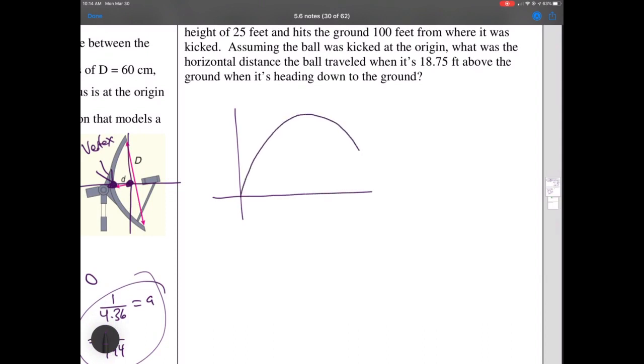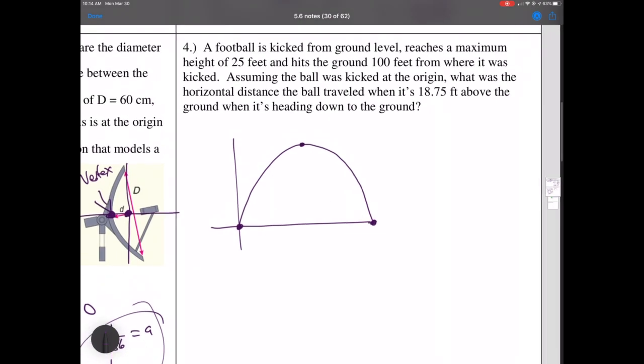So we know if we kick a ball in the air, this is the pattern that it follows. This is when it starts at the origin. Here's my vertex, and here's when it ends on the ground. It reaches a maximum height of 25 feet, so that's 25, and it hits the ground 100 feet from where it was kicked, so this is 100. So my vertex is 50, 25, because halfway, because parabolas are symmetrical.